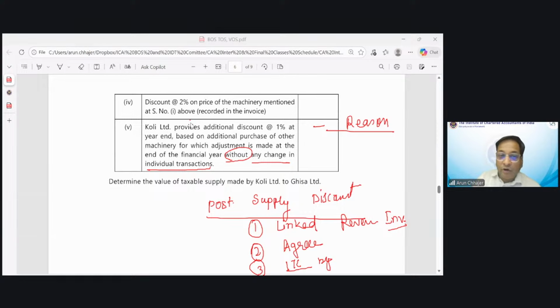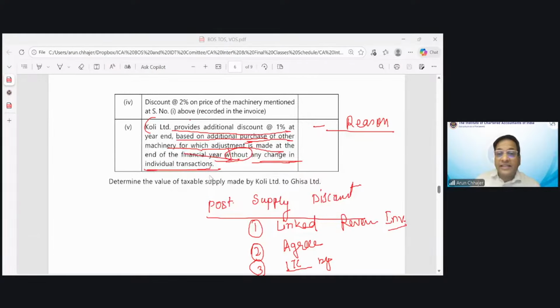So therefore, we cannot say additional discount based on the additional purchase of other machinery for which adjustment is made at the year end. So here I came to know it is a post supply discount without any changes in the individual transaction. It means it is a post supply discount.